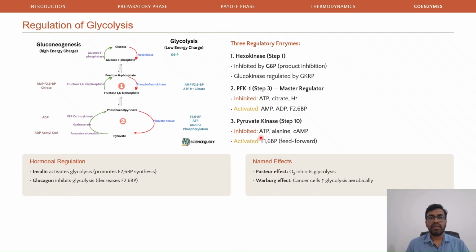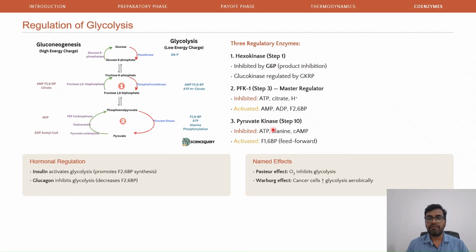pyruvate kinase. This is the last step of glycolysis also. This is again inhibited by ATP, alanine, and cyclic AMP. This alanine is an amino acid which can be formed by addition of an amino group to the pyruvate. Now if you have more amount of alanine, that alanine by transamination reaction can produce more amount of pyruvate. So because of that, what will happen here? If you have more amount of alanine, there is no need for this glycolysis to happen.